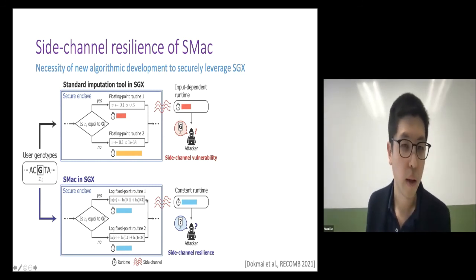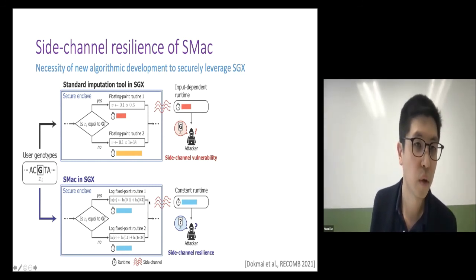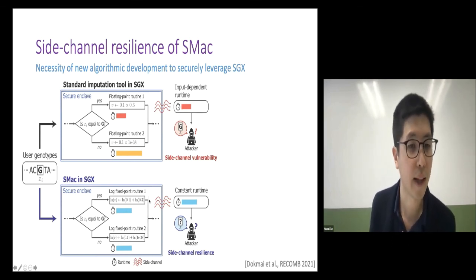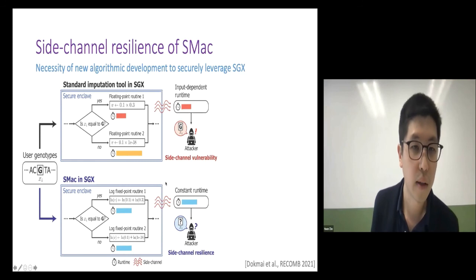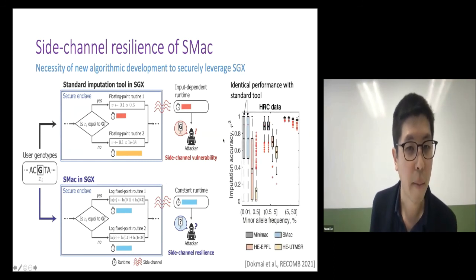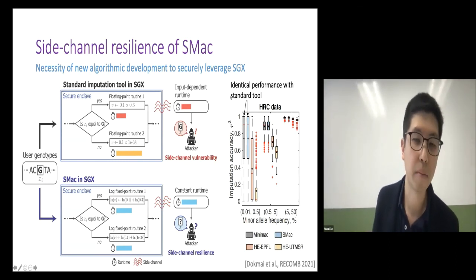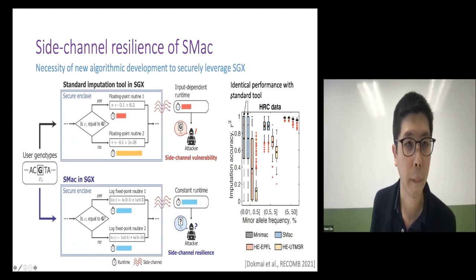In our work, we introduced algorithmic strategies to transform state-of-the-art imputation methods to guard against this class of attacks. And this resulted in a secure imputation tool that closely matches the performance of standard methods, while additionally enjoying the enhanced security properties of SGX technology.